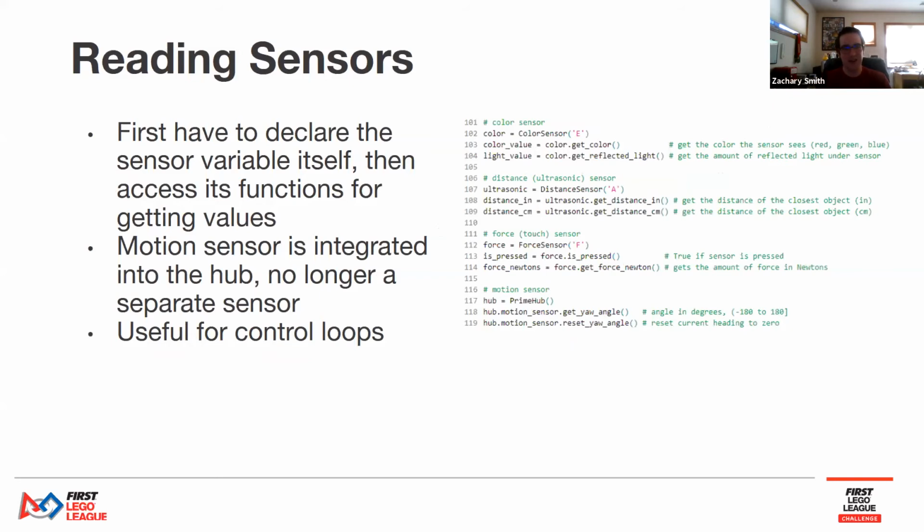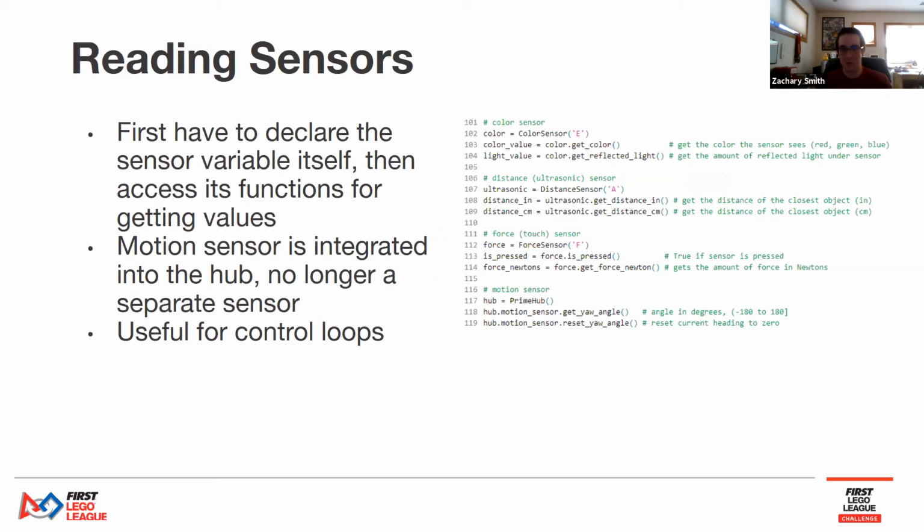All right, this is going to be an example of how you can read all the different sensors that are available. The 4 primary ones that you have are the color sensor, which is also a reflected light sensor. We have the distance or ultrasonic sensor, which allows it to tell how far away it is from something.